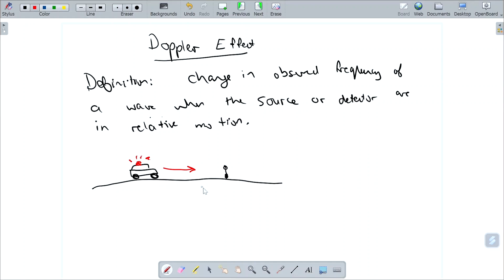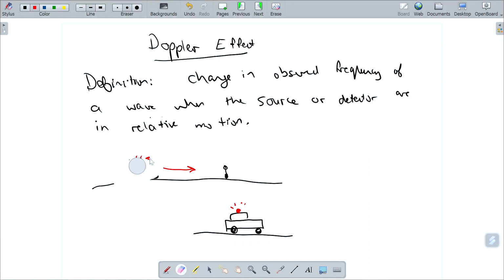If we consider this example, we can visualize the sound waves as circular waves. Let's just assume to begin with that the ambulance is standing still. It will be in this position here. The light comes out, and then the sound waves flow from the siren. These sound waves spread out in all directions. We consider them to be circular waves.